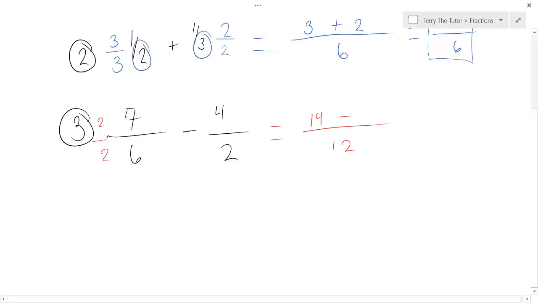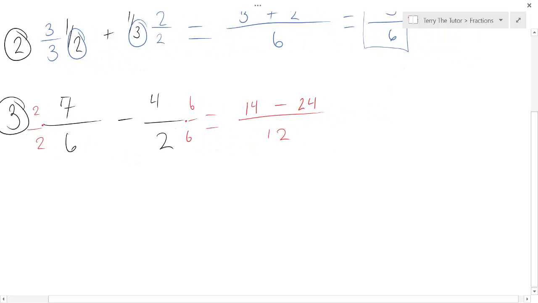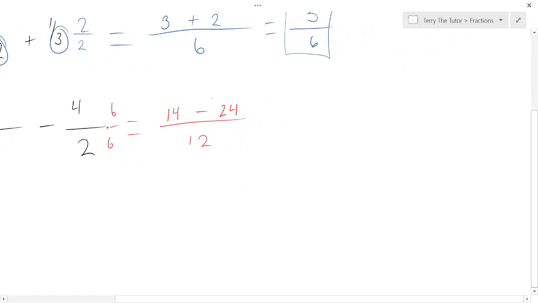What do I multiply 2 by to get 12? Well, I multiply it by 6. We just did that. 6 over 6. All right, now everyone gets the point. 4 times 6 is 24. 14 minus 24, well, they're not the same sign because this is a positive 14. This is a negative 24.